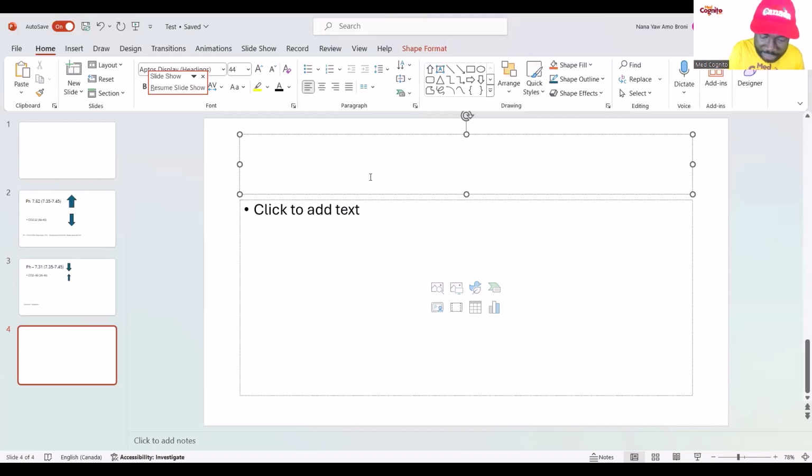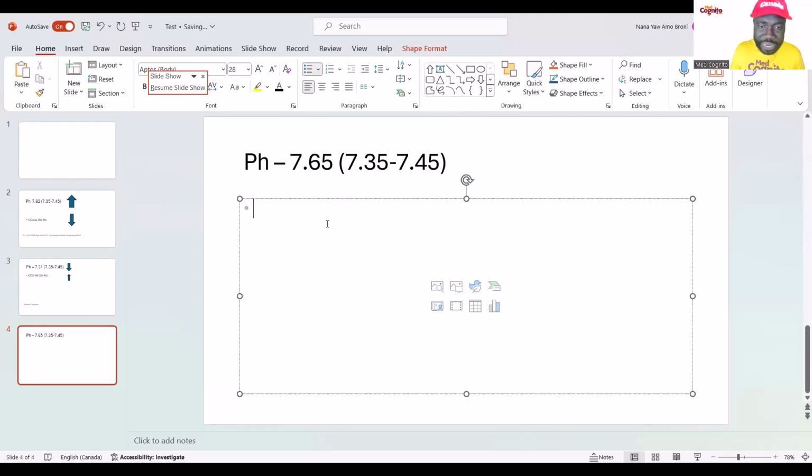Let's do something again. pH of 7.65. Please, this time, type your answer. Don't shout it, okay? The normal pH level is 7.35 to 7.45. And then CO2 is, say, 31. Please type your answer.